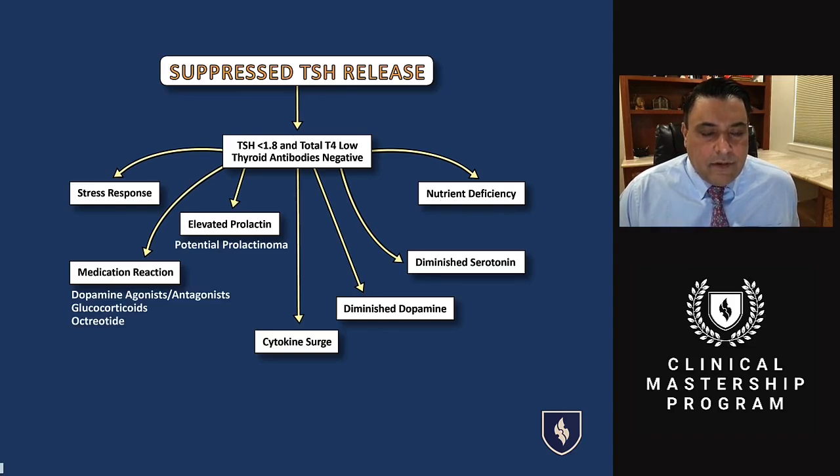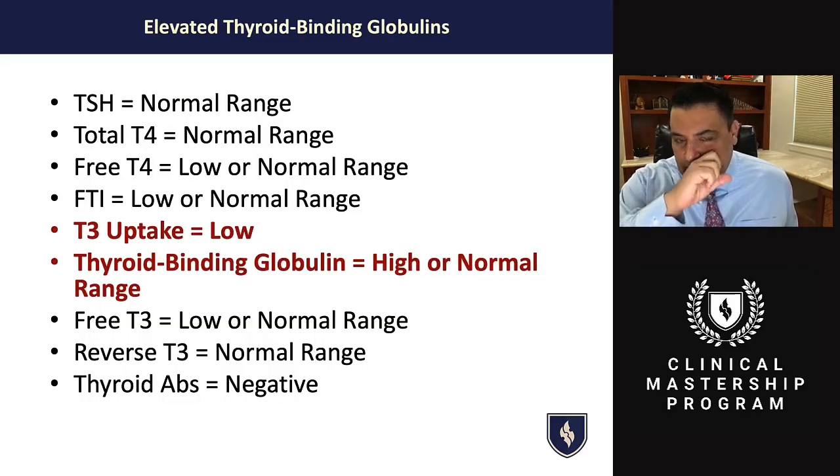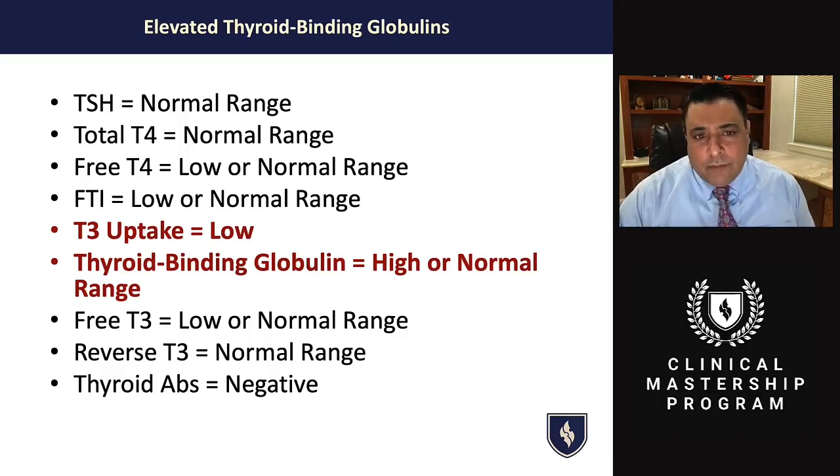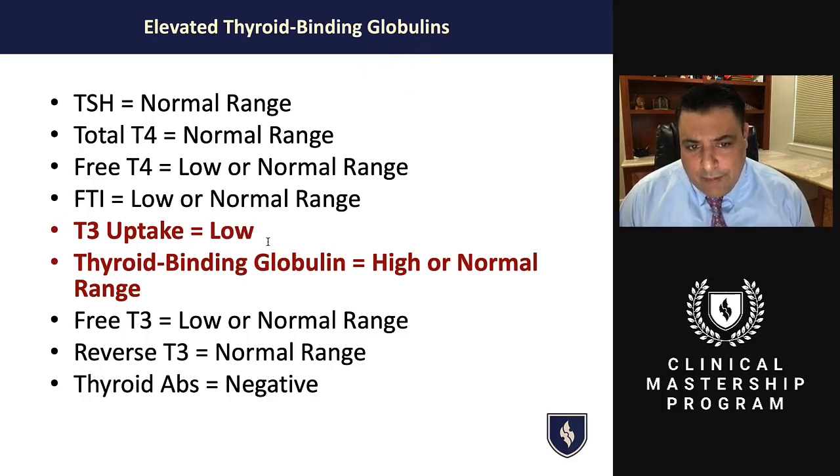Now, another pattern that can occur, unrelated to pituitary issues or hypothyroidism or hyperthyroidism, is a change in thyroid binding globulin levels. If you remember, thyroid hormones are bound to protein and they have to become free to bind to a receptor site. And when a person has elevated thyroid binding globulins, their T3 uptake will be low. This will be your best laboratory indication that it's happening.